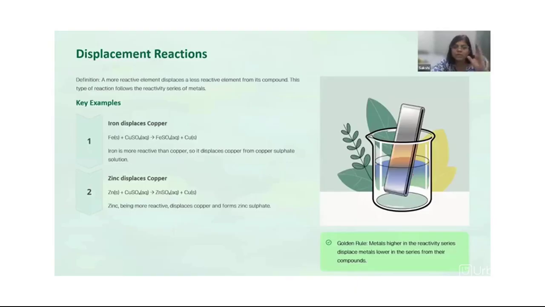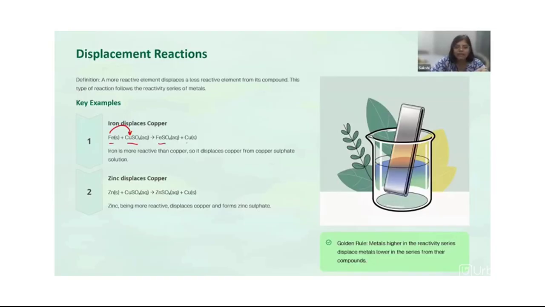Now let us move on to displacement reactions. What is the meaning of displacement? Displacement means a stronger element, a more reactive element, displaces a less reactive element from its compound, right? For example, I have iron and copper sulfate. Now my question to you is, which one of them is more reactive, iron or copper? Yes, iron is more reactive than copper. So iron will come and displace copper from here.